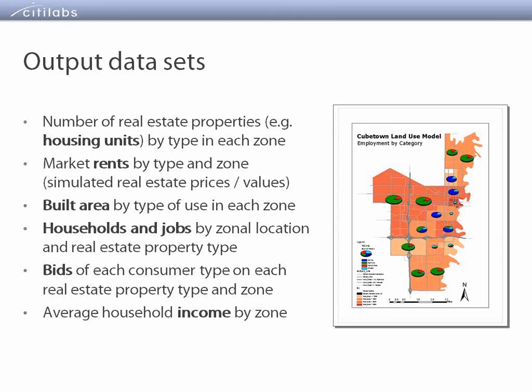And so we can get the average household income by zone as well as the full income distribution by zone from CubeLand. And one way to use CubeLand is just as a more rigorous or more robust way to forecast socioeconomic inputs that in the past have simply been assumed based upon the present-day distribution of these kinds of values.